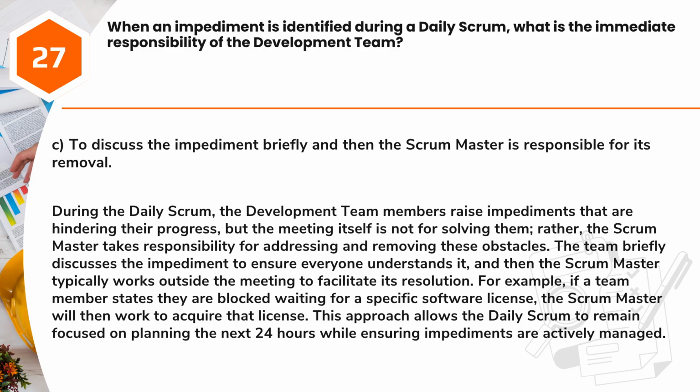For example, if a team member states they are blocked waiting for a specific software license, the Scrum Master will then work to acquire that license. This approach allows the daily Scrum to remain focused on planning the next 24 hours while ensuring impediments are actively managed.